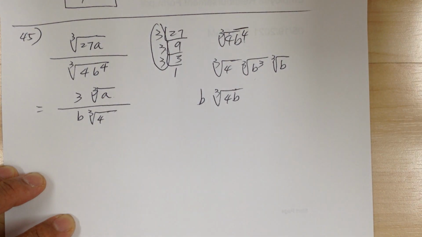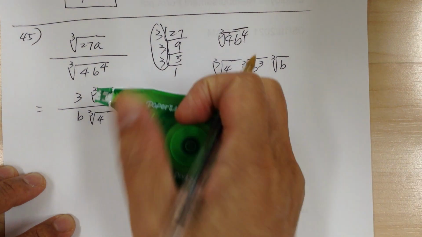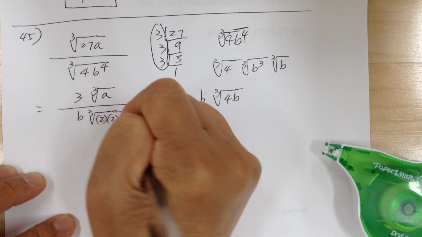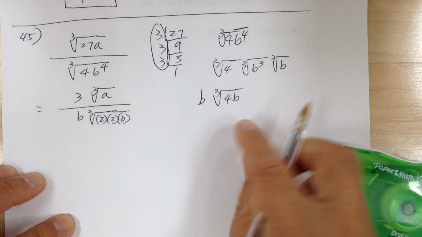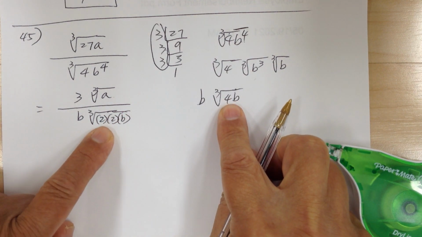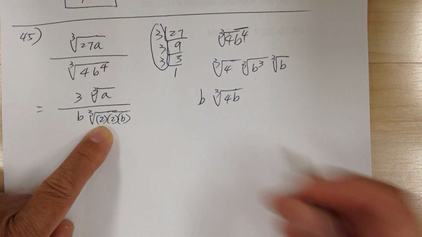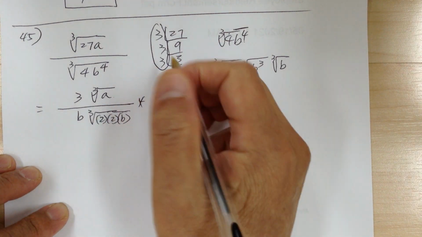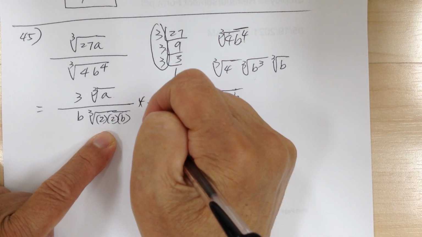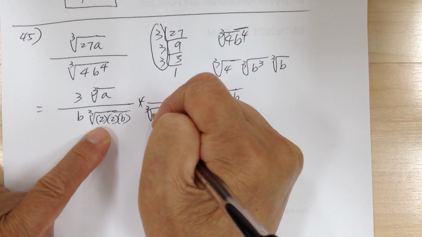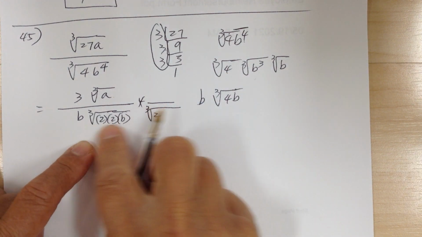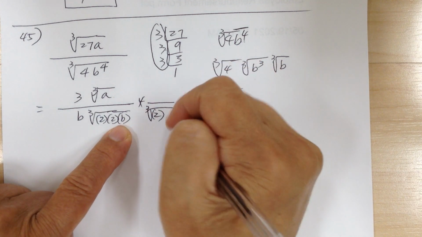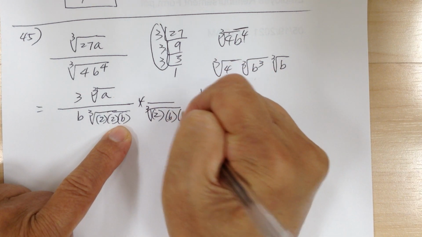Now for the 4, I'm going to write it down as 2 times 2. I'm going to break down the 2, 2b. The reason I need to break down is so I can see how many radicals I have and how many I need. So to simplify the cube root, I need to have cube root of 2. I need one more 2, right? I got 2 radicals, so I need one more. Now over here, I only got 1 radical, so I need to get 2 more.